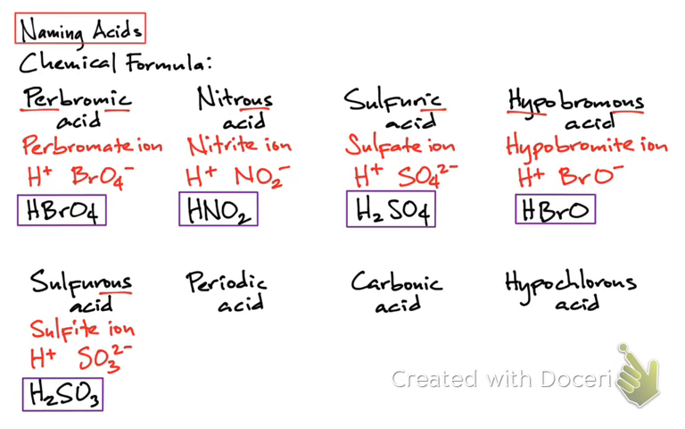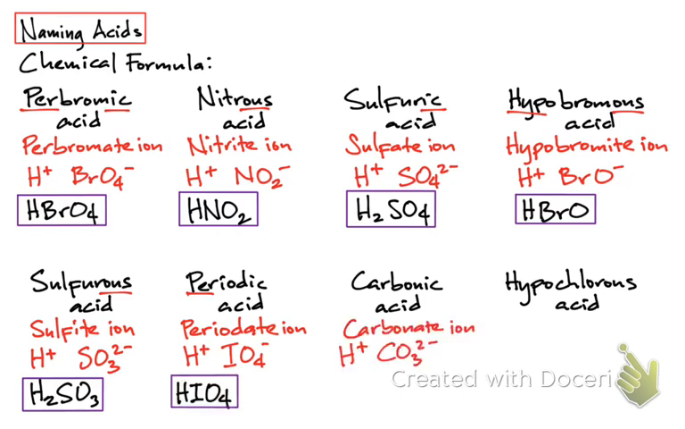All right, so this next acid here is read periodic acid, not periodic acid. All right, so you have an iodate ion. I should say periodate ion because it starts with the prefix per. And periodate is IO4 with a -1 charge. So cross that with a hydrogen and you have HIO4. Carbonic acid has the carbonate ion, which is CO3 with a -2 charge. And react that with the hydrogen ion, you have H2CO3.